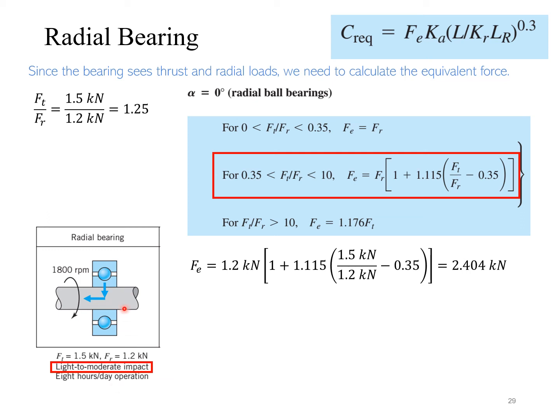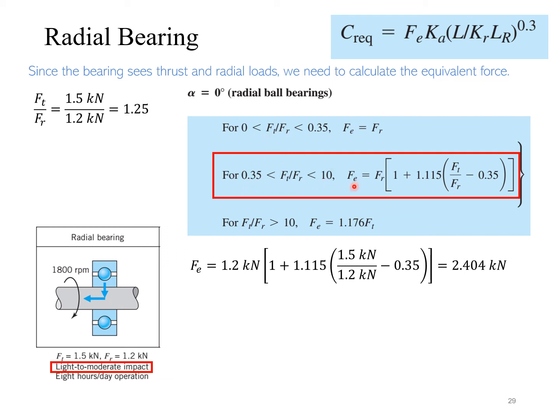So the first thing that we want to do, remember from our formula up on top, is we want to calculate the equivalent load. Now to calculate the equivalent load, it's going to depend on the ratio of thrust load per radial load. So when we calculate the ratio of the thrust load, 1.5, divided by the radial load, 1.2, we get a ratio of 1.25. So that means that ratio falls in this middle range over here.